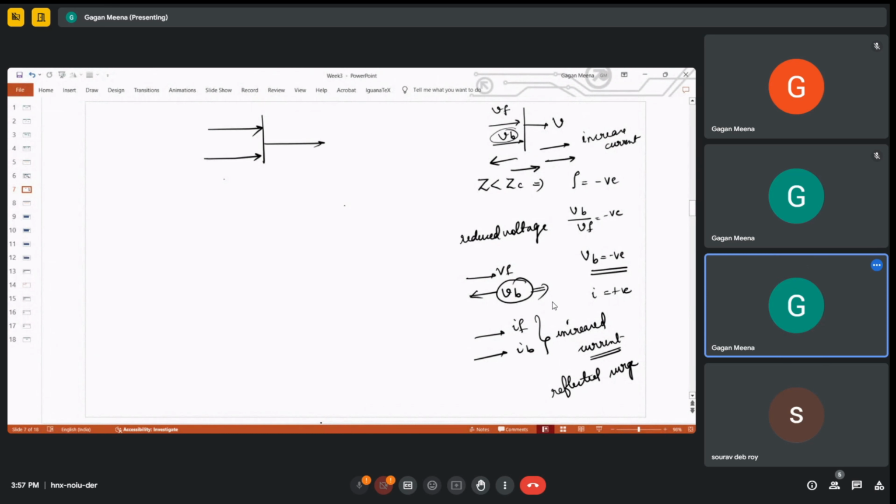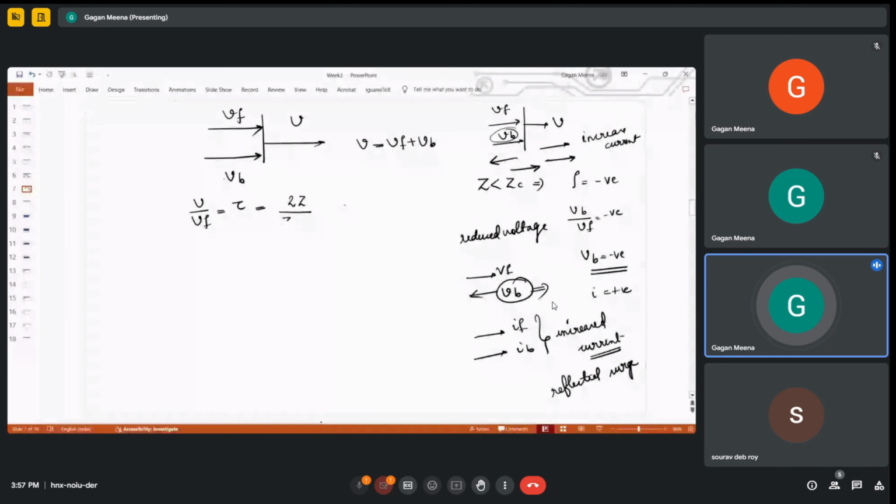transmission coefficients. So this we have considered as V forward. This is transmitted voltage, and this is the reflected, the backward voltage wave. So total V is a sum of V forward and V backward. So if V backward becomes zero, then the entire forward wave is transmitted. So V divided by V forward is the tau transmission ratio, which we have seen is equal to 2Z divided by Z plus ZC.